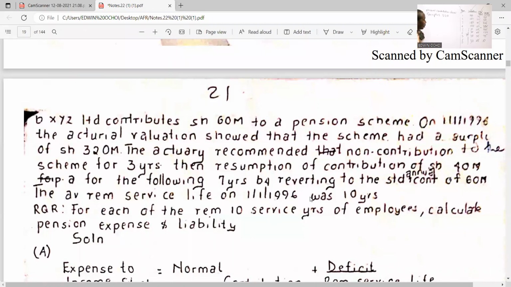The actuary recommended non-contribution. You know that we said when there's a surplus, they are supposed to be given a contribution holiday. They don't contribute anything for a certain period of time because there's a surplus. The actuary recommended non-contribution to the scheme for 3 years. Contribution holiday, 3 years. They don't contribute anything. Then the resumption to a contribution of 40 for 7 years before reverting to the standard annual contribution of 60. The average remaining service life was 10 years.